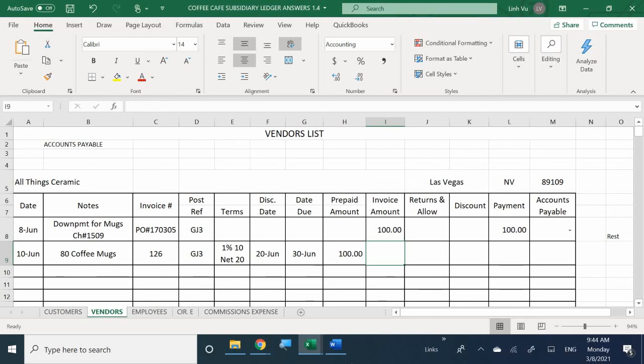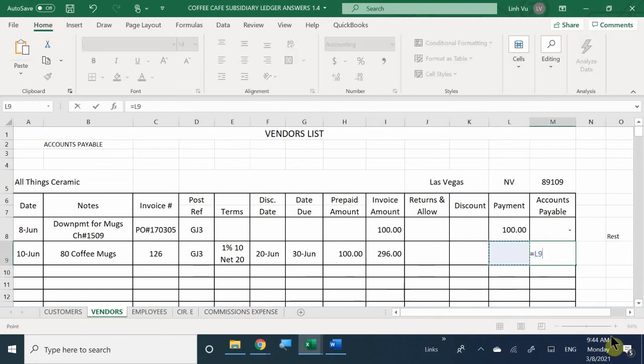Before the down payment, including the freight expense, it should be 296. Now this is how the formula works. Once again, if I have an invoice amount, that's the original invoice. It's supposed to be 196 plus the $100 to give you 296.